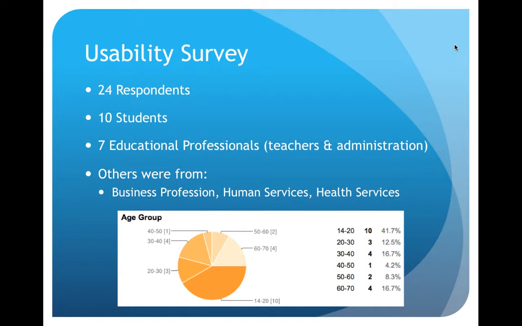I included this pie chart graphic to show you that I had a varying age group response to my survey, the majority coming from my students, so 10 of the 24 at 41%, but I had a few from each of the different age groups that I asked.